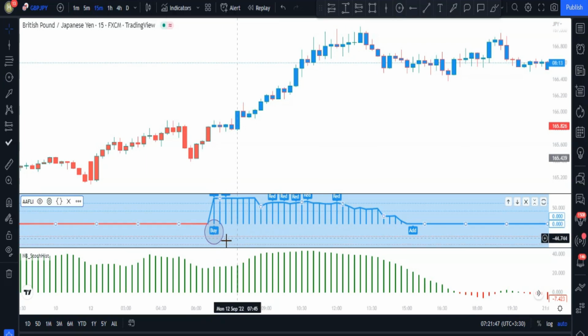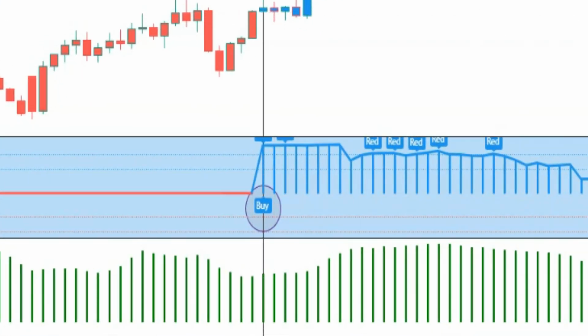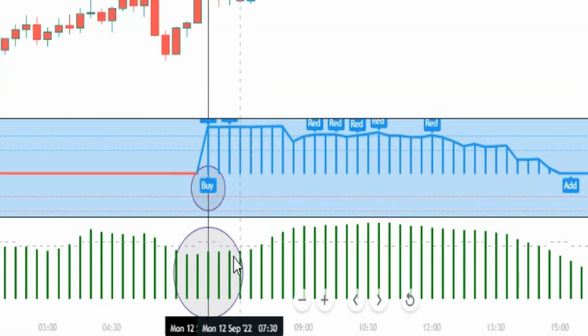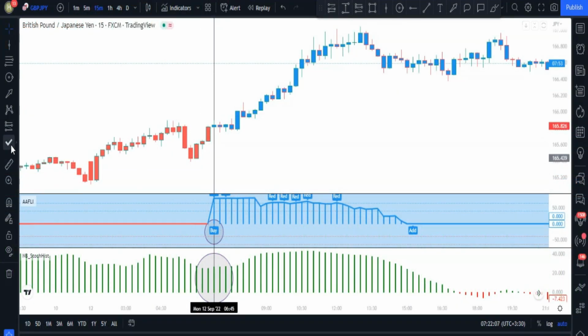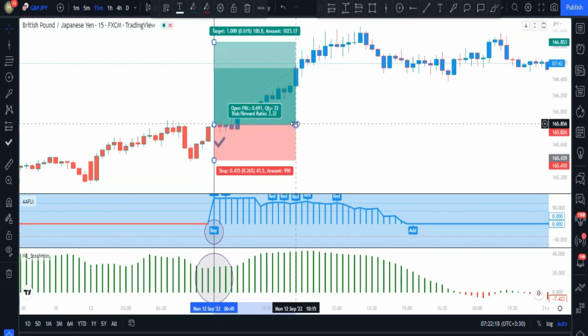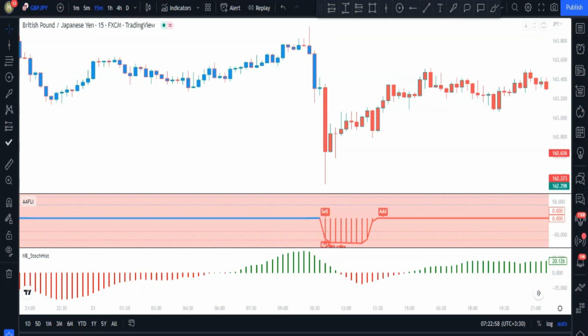And this buy signal is valid because the stochastic histogram indicator is green and the histogram is above the zero line. So this would be a valid long signal, and we can place our buy order. Check out how great this strategy can filter out bad signals. There's a sell signal here by the AAFLI indicator, but in the second indicator, which is the stochastic histogram, the histogram is green and it's above the zero line. So we should only take buy signals. Therefore, this is a fake sell signal.